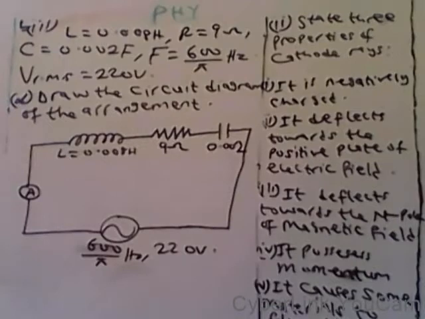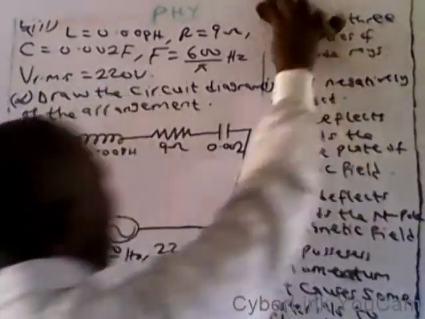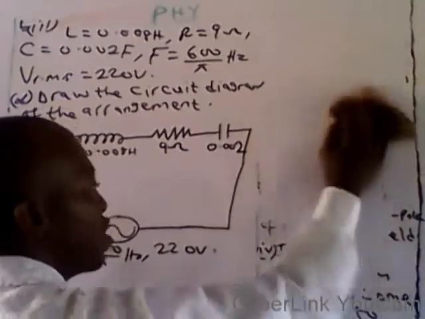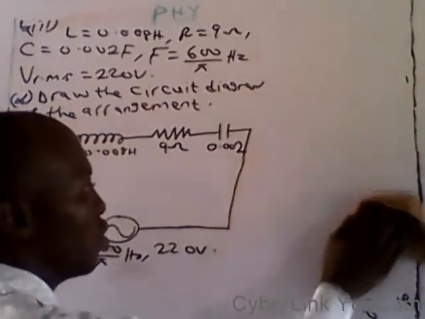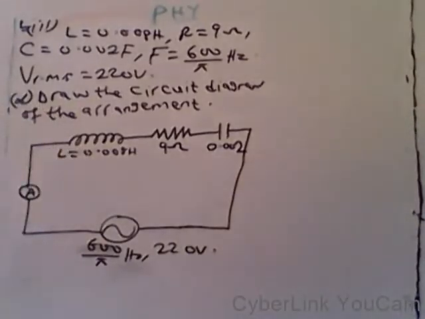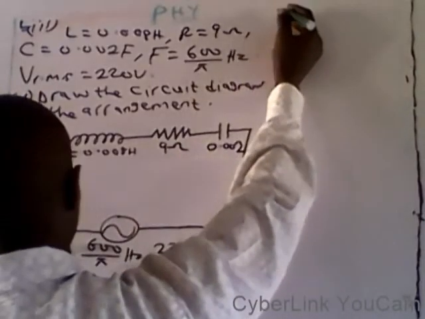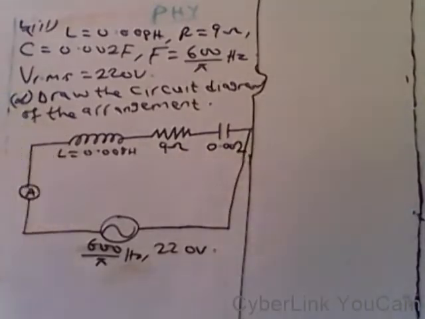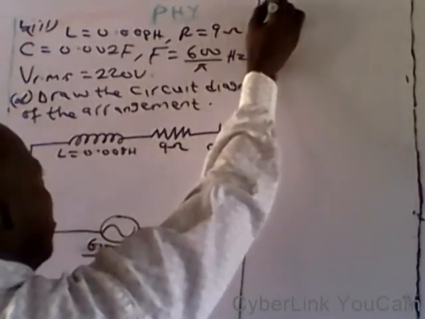Let's go to beta, the next question under that. So, the next question asks us to find the impedance, to calculate the impedance. Then how do we calculate the impedance? That is beta.